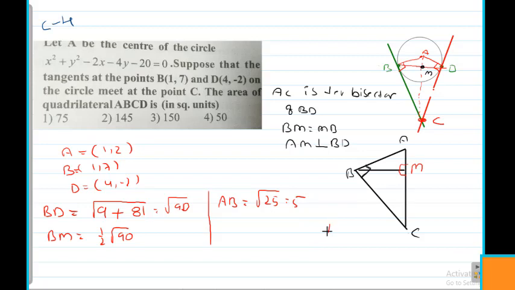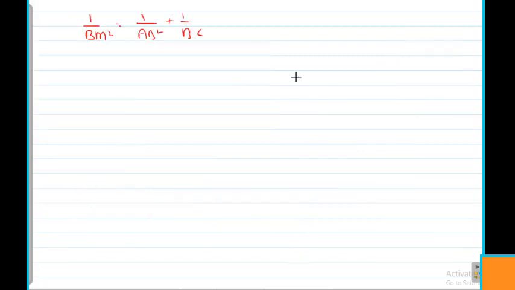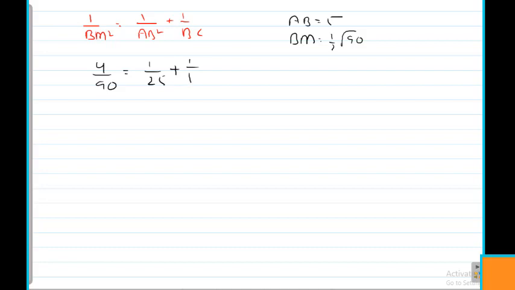One theorem applies here. From this diagram you can say that 1 by BM squared equals 1 by AB squared plus 1 by BC squared, a basic theorem. By using this you can find the BC length. So we have AB equal to 5 and BM equal to 1 by 2 times root 90. So BM squared is 90 by 4, and 1 by BM squared is 4 by 90, which equals 1 by 25 plus 1 by BC squared. Don't simplify.